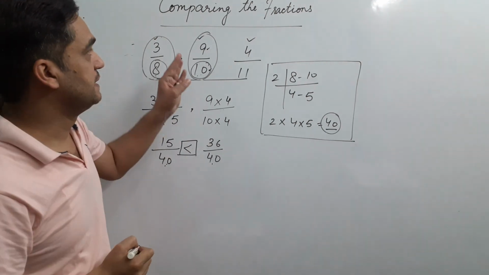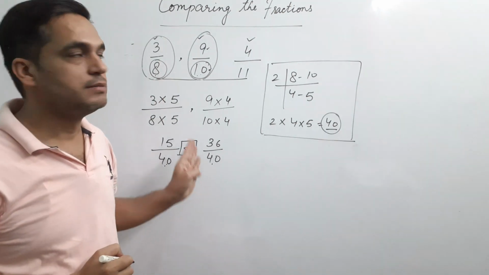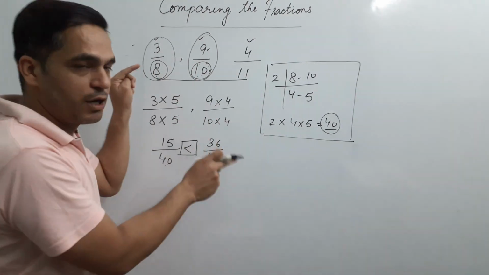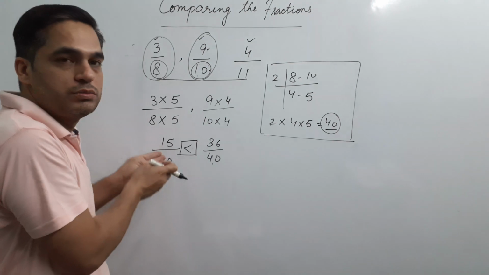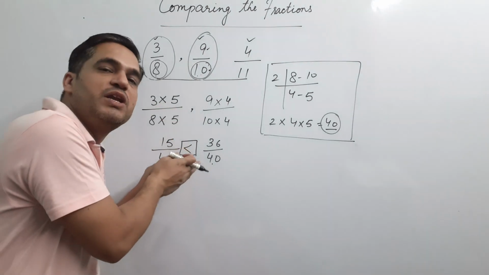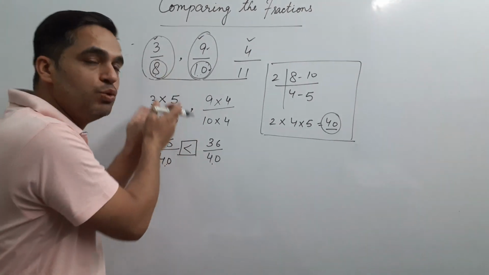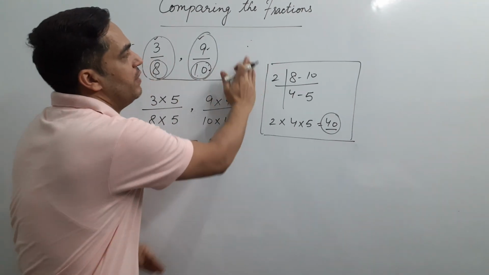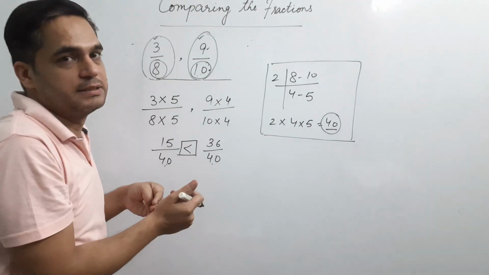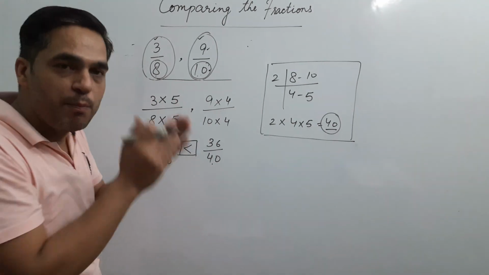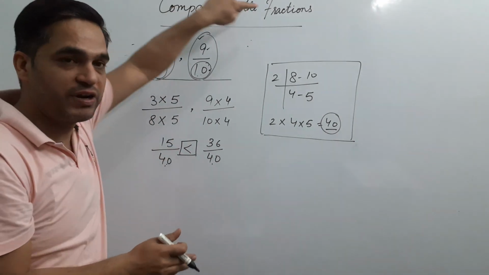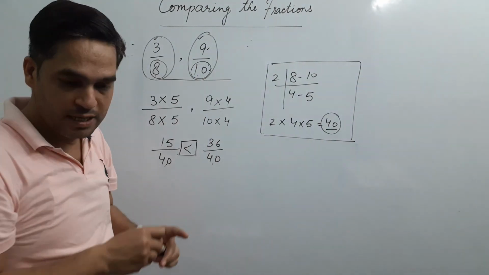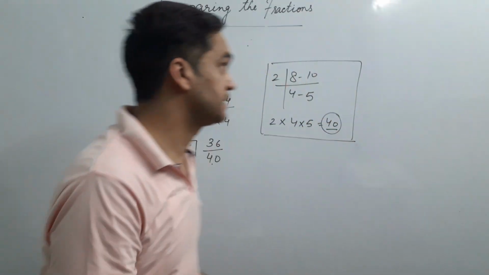So children, this is the way to compare the fractions. First we learned by cross multiplication. Now this method will also help you to add the fractions. This will also help you to subtract. This method is a common method for the comparison of fractions, addition of fractions and subtraction of fractions. How? Just look at this.